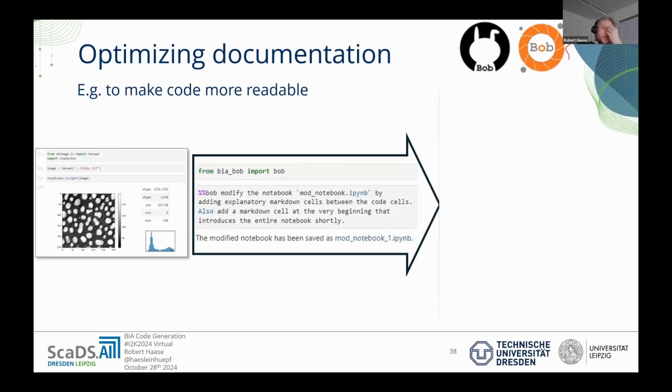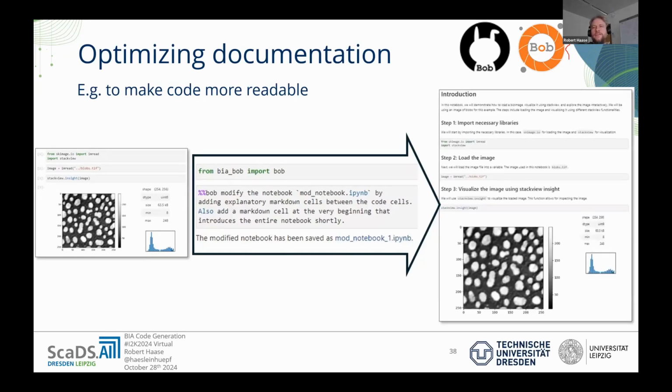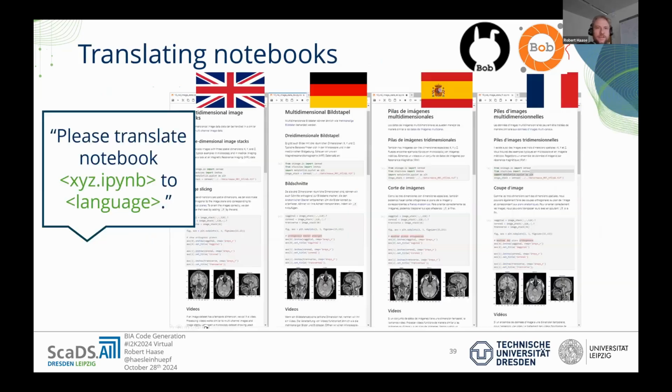So you can here ask Bob, please modify this notebook, add explanatory markdown cells between the code cells, and also add a markdown cell at the very beginning of the notebook. It will then come up with explanations like this, where for each individual step you can see, okay, this is loading the image. Aha, this is visualizing the image, or segmenting it, or measuring something. So it's actually quite nice to use language models to make code more readable.